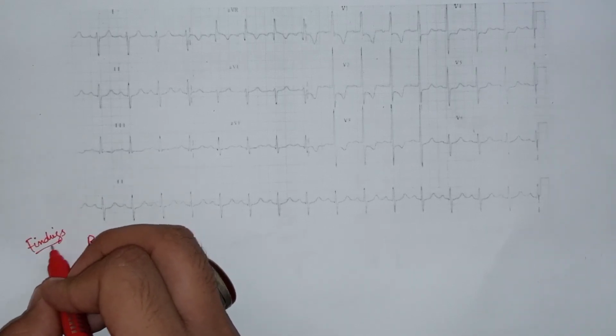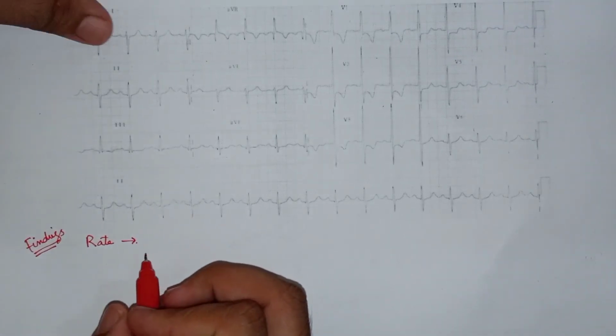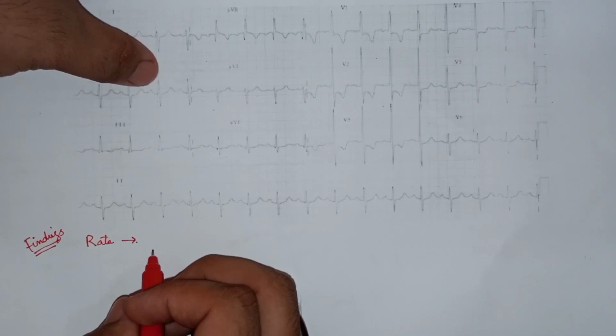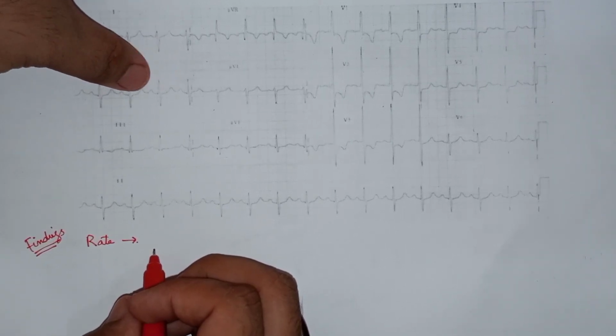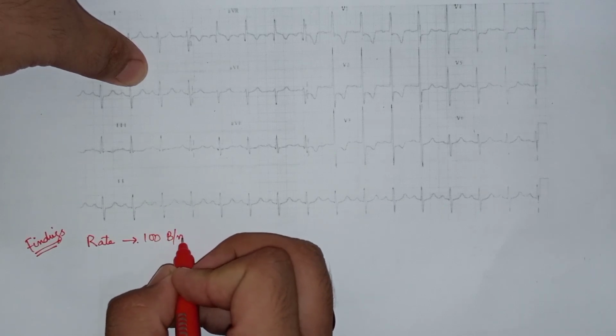First write out the findings. The rate in this case is, as you can see here, that between the RR interval there are three large boxes. So 300 divided by 3 is equal to 100. So the rate is 100 beats per minute.